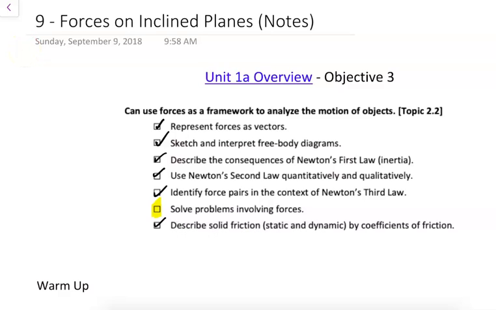This lesson is going to be on forces on inclined planes. We're finalizing our Unit 1A overview, Objective 3, and we're only doing solving problems involving forces. So we're taking everything we've learned from forces, F equals ma, horizontal and vertical forces, forces at angles, and even forces with pulleys to work on this final piece of Unit 1A.